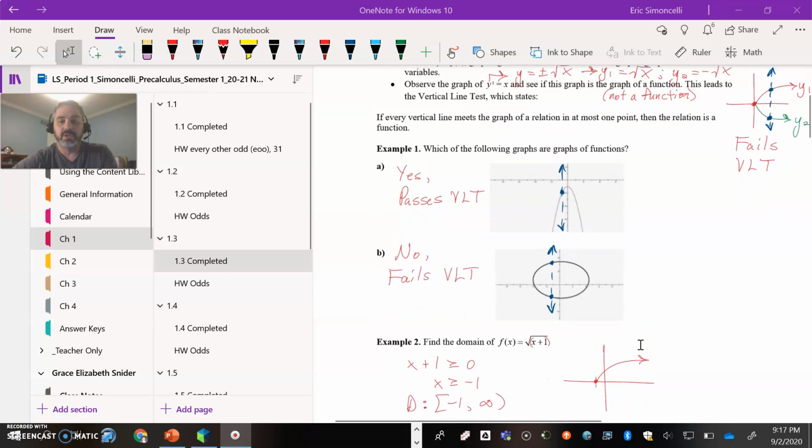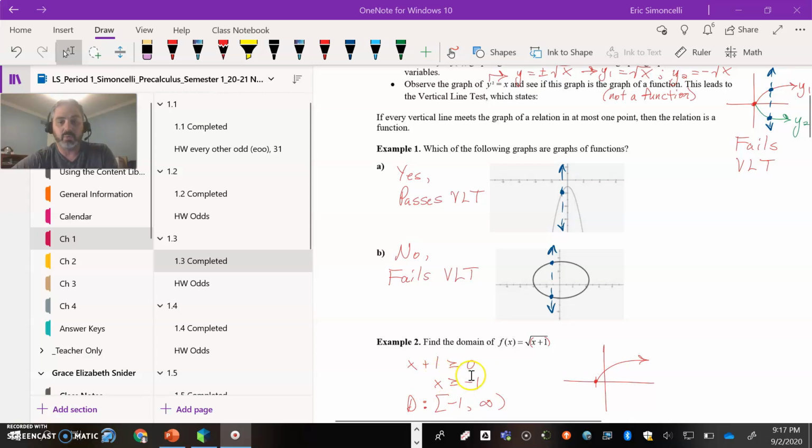Example 2. It says find the domain of the function f of x equals the square root of x plus 1. Now with a square root function, or any even root function for that matter, the radicand, as you know, cannot be negative. If it's negative, then we technically can't graph it because that would lead to an imaginary solution. We're only going to be looking at graphing real numbers and real number solutions here. So we're going to identify that the radicand, in other words x plus 1 here, must be greater than or equal to 0.